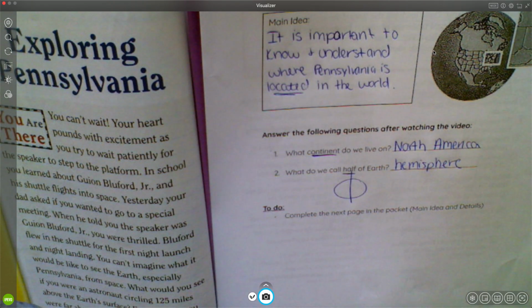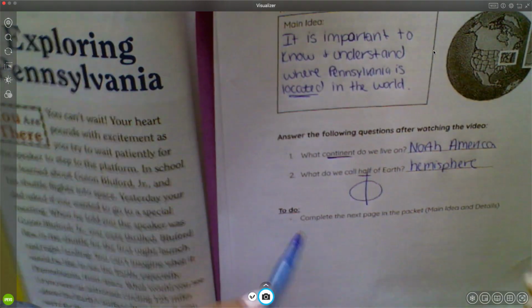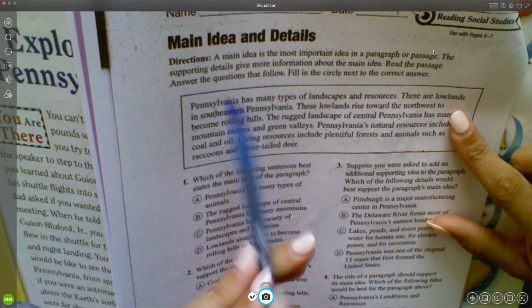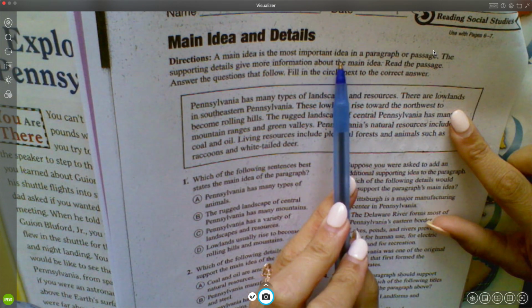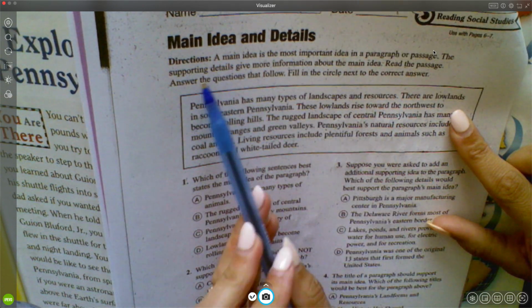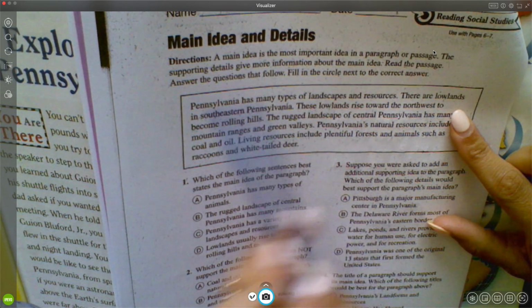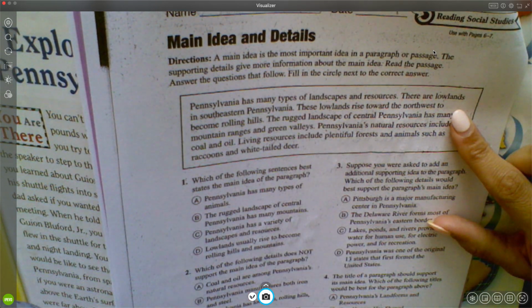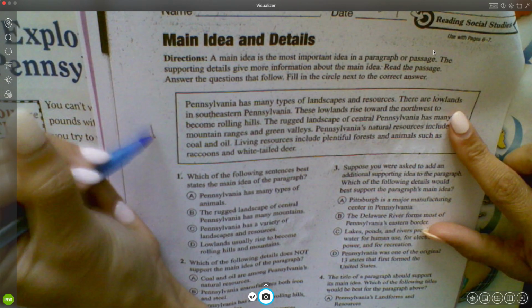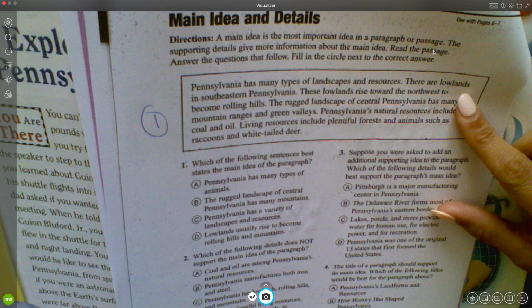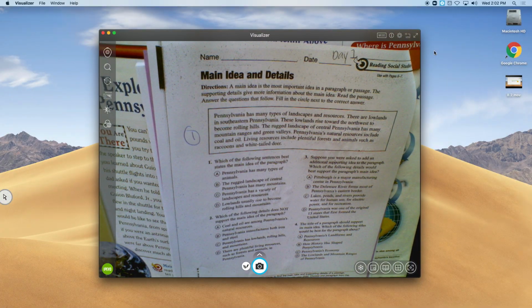And then the only other thing you're going to do right now is switch and go to where it says complete the next page. You are going to flip it over and complete this page right here. The directions say a main idea is the most important idea in a paragraph or passage. The supporting details give more information about the main idea. Read the passage, answer the questions, and then fill in the correct bubble. So number 1, read this. Number 2, answer these 4 questions, fill in the correct bubble. And that is all you are doing for lesson 1 of social studies. All right, bye guys.